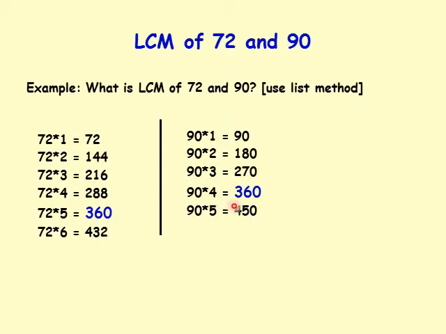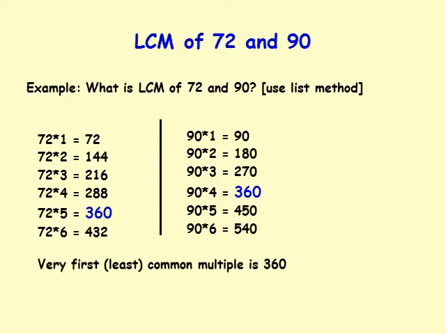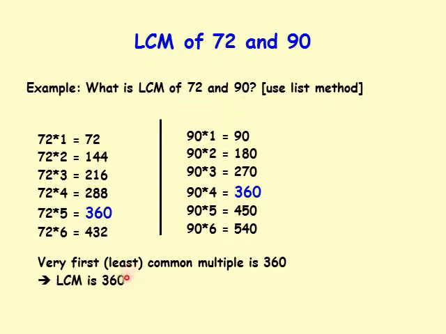Let's continue here. 90 times 5 is 450. We don't need to go that far, but that's okay. And then we have 90 times 6 is 540. This shows that 360 is the only matching multiple so far, and this is the least one, the first one. We use the smallest multipliers here. So the very first common multiple is 360. That means the LCM of 72 and 90 is 360.